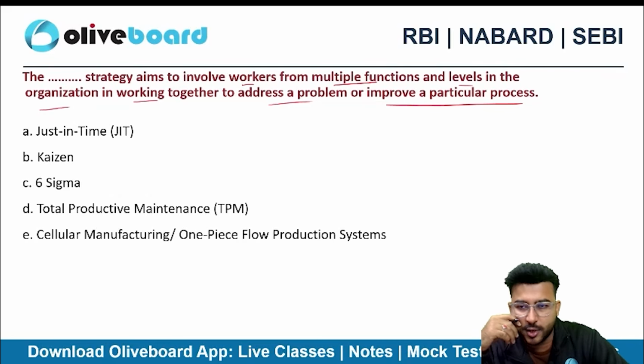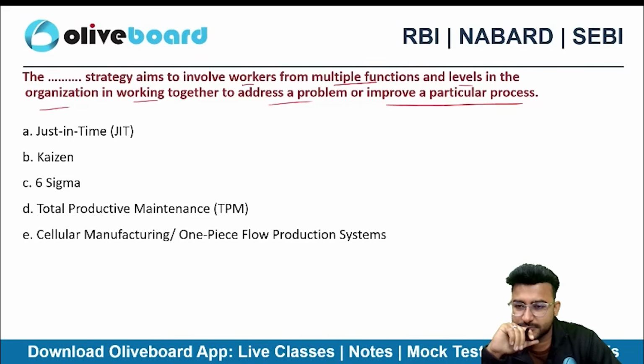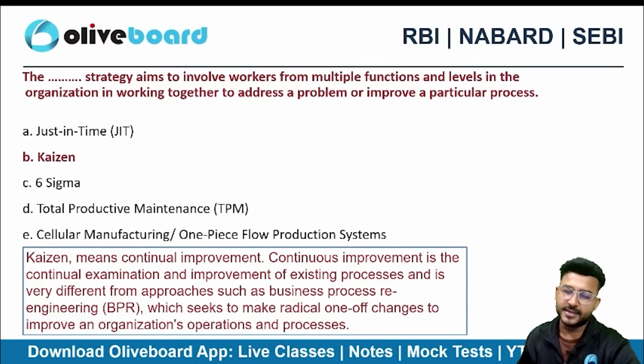Okay, so many option A, I can see, JIT, just in time. Option B, okay. TPM, okay. Any other answer? Now only Six Sigma and cellular manufacturing are left. The correct answer here is Kaizen, right?